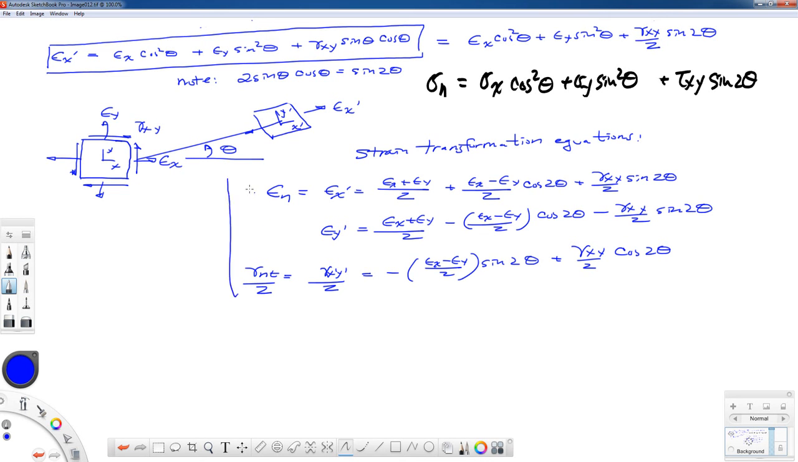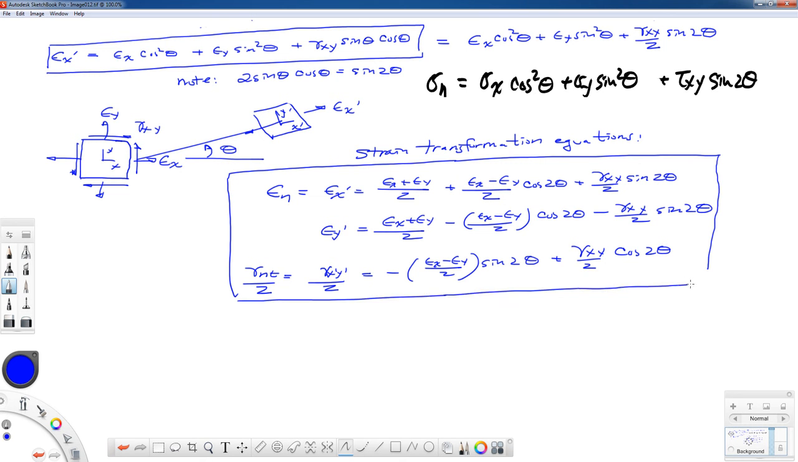These equations are the plane strain transformation equations. I do not expect you to memorize these equations. And in fact, I will ask that you do not even try to memorize these equations. They're in your book, they're here in the notes. We can get to them if we need them, but we're going to learn how to use Mohr's circle of strain instead of memorizing these equations.